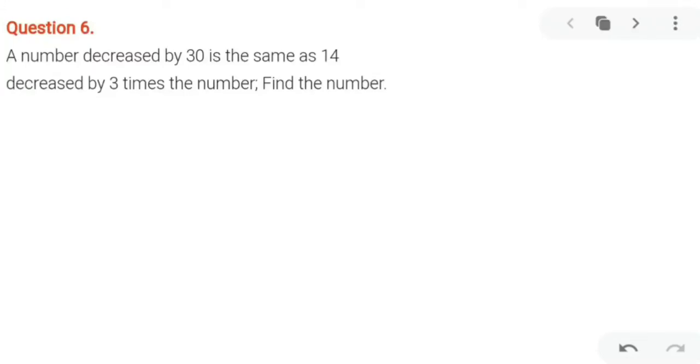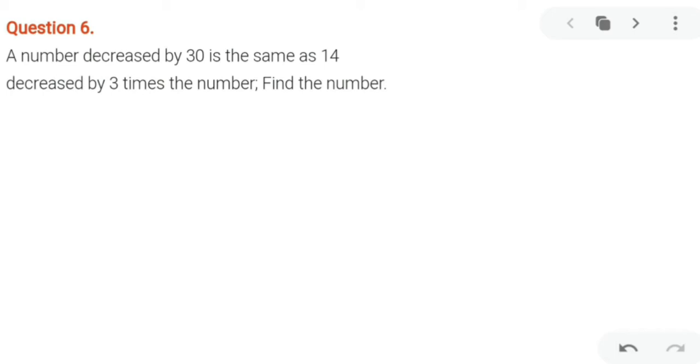Good morning, dear kids. I'm taking exercise 14b. In that, we are jumping on to question number 6. And it says, a number decreased by 30 is same as 14 decreased by 3 times a number.